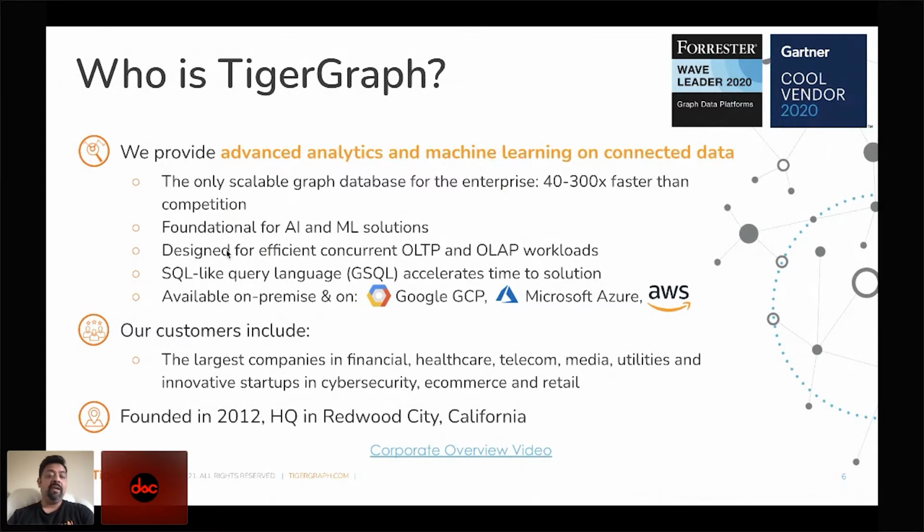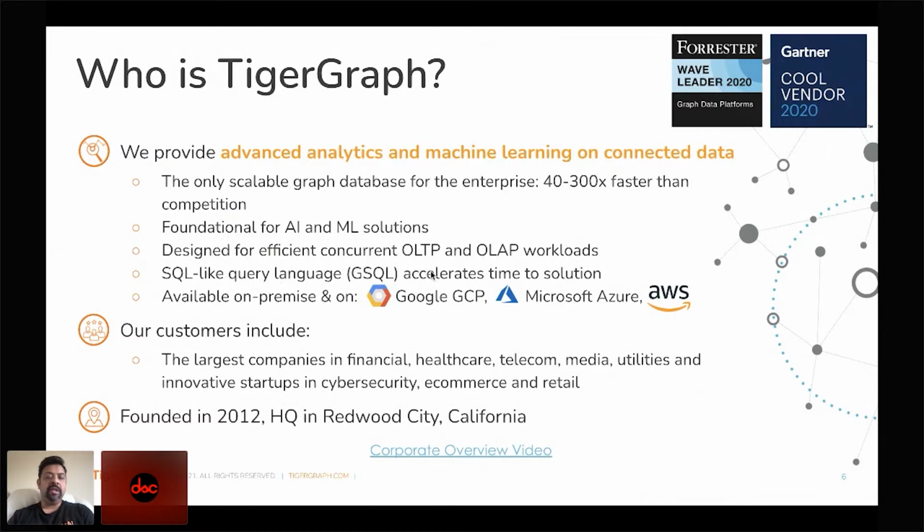We are designed for concurrent OLTP, online transactional processing, and OLAP, online analytical processing workloads. What do I mean by that? That means a single instance of TigerGraph will allow you to do transactions and analytical processing at the same time. We are built with a SQL-like programming language, GSQL, and now we are working closely on an ISO initiative for creating a standardized query language for graph databases, and that's called GQL, or Graph Query Language.